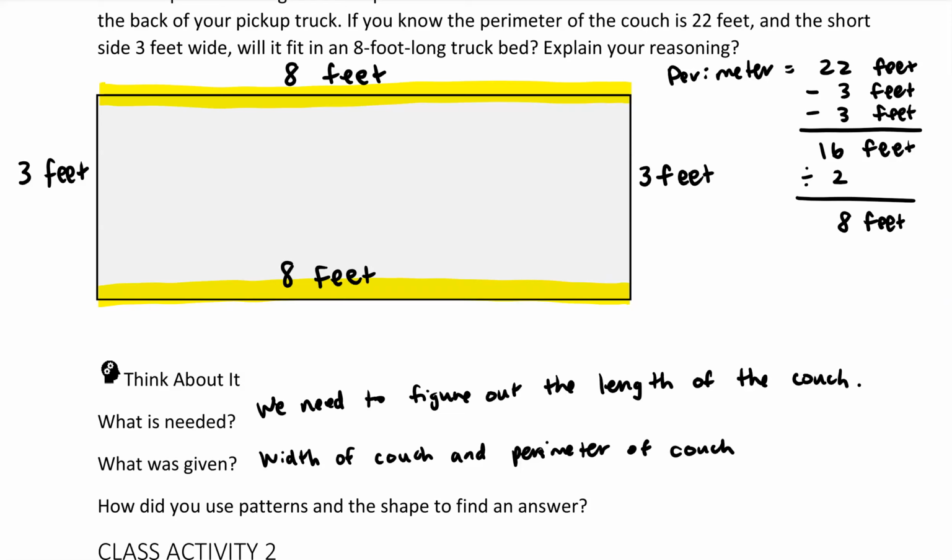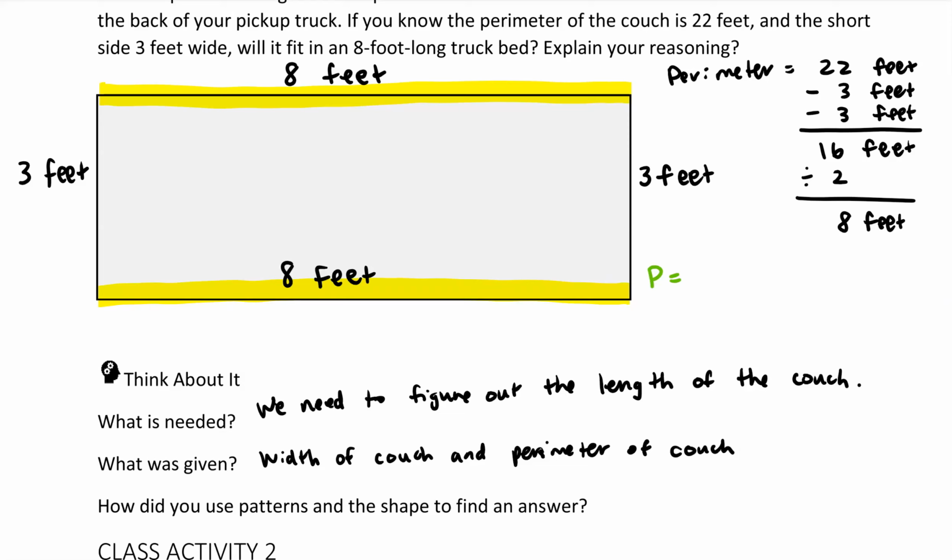How did you use patterns and the shape to find an answer? Well, we knew that the perimeter of the couch was 22 feet, and we know that the short side was 3 feet. And so we used that and kind of the perimeter formula to figure out the length of the couch. And let's see that rewritten in the formula sense.